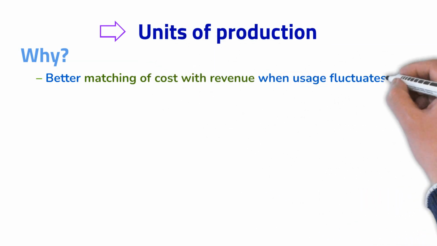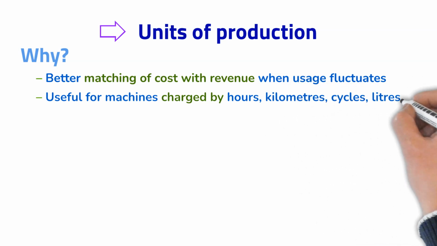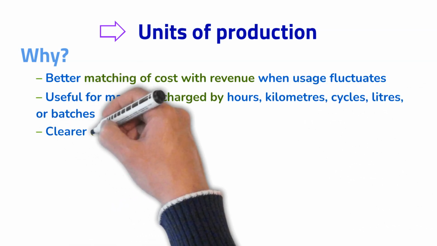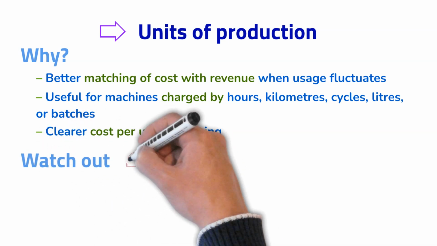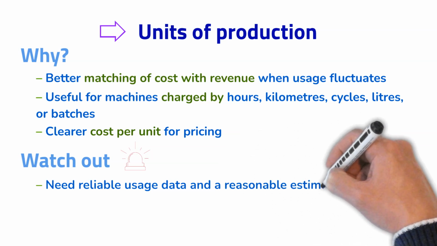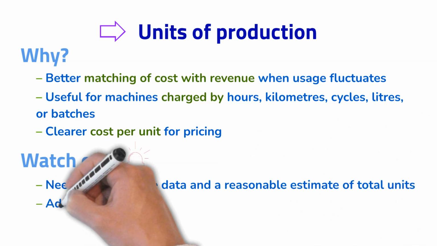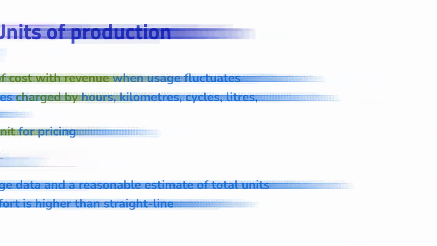It is also useful for machines charged by hours, kilometers, cycles, liters or batches. And it gives us a clear cost per unit for pricing. And what is then to watch out? You need reliable usage data and a reasonable estimate of total units. And the administration effort for this method is a lot higher than for straight-line method.